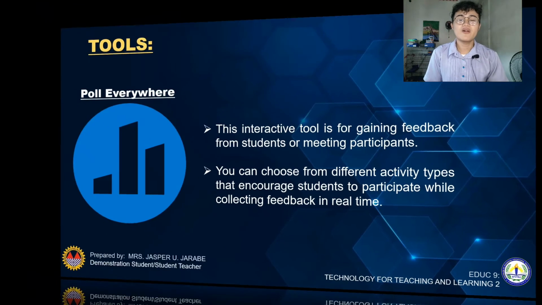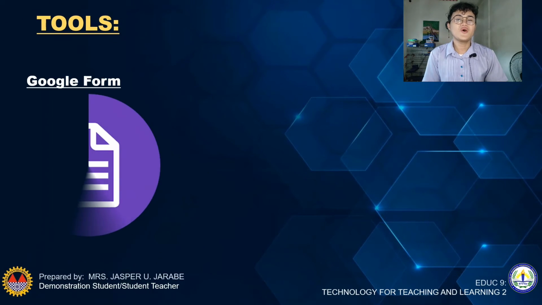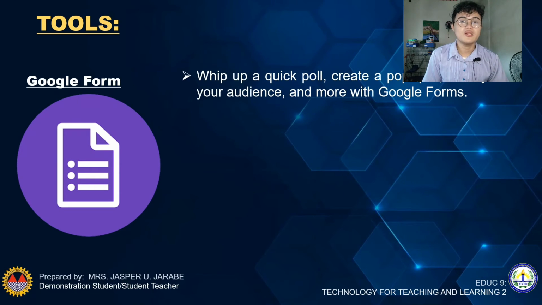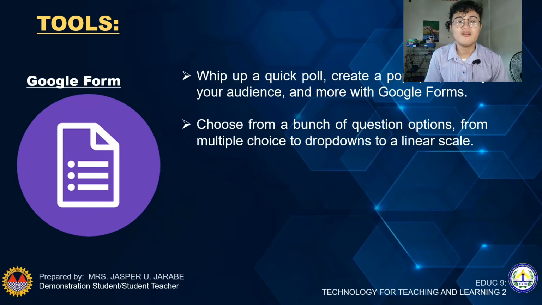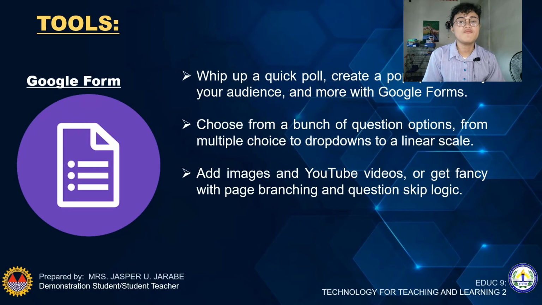So the last, or the fifth tool, is Google Forms. So whip up a quick poll, create a pop quiz, survey your audience, and more with Google Forms. Choose from a bunch of question options, from multiple choice to drop-downs to a linear scale. Add images and YouTube videos, or get fancy with page branching and question skip logic.